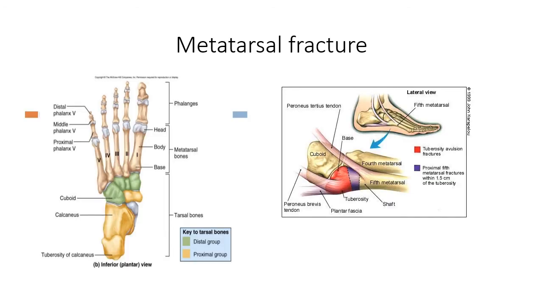Metatarsal fracture. Each of the metatarsal bones is composed of head, body, and base. The fifth metatarsal, which is the most commonly fractured metatarsal bone, has the insertion of peroneus tertius tendon and peroneus brevis tendon at its base.